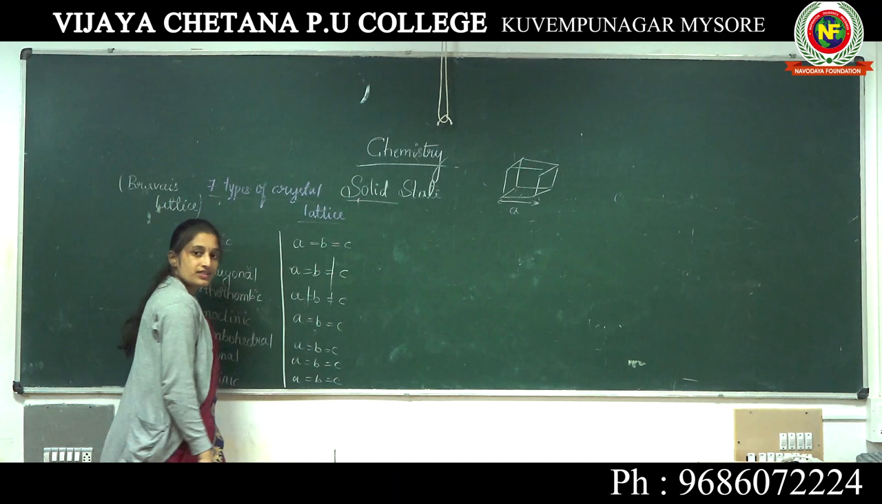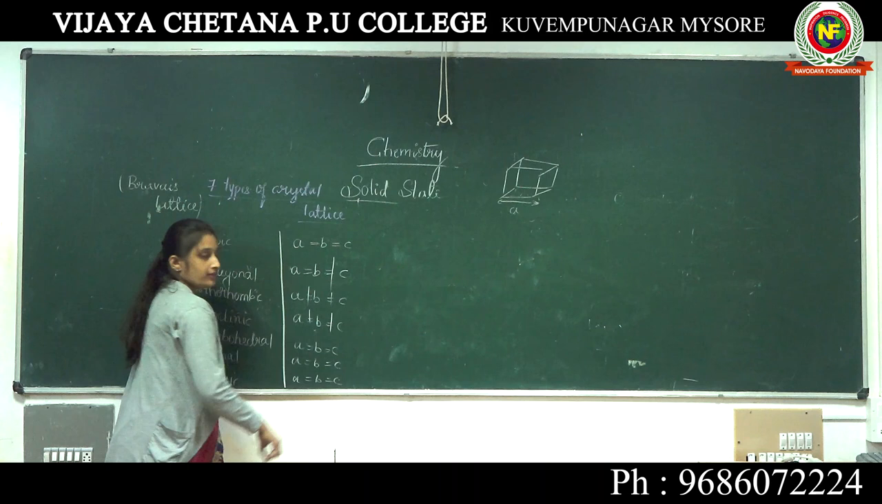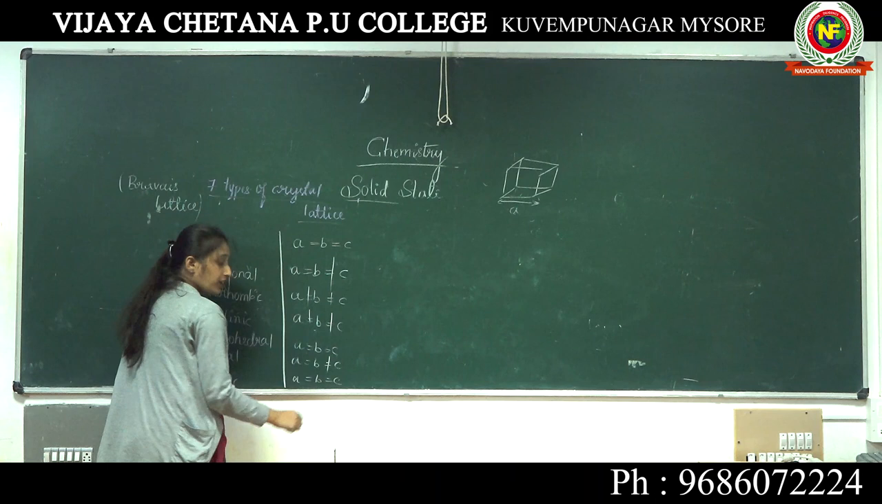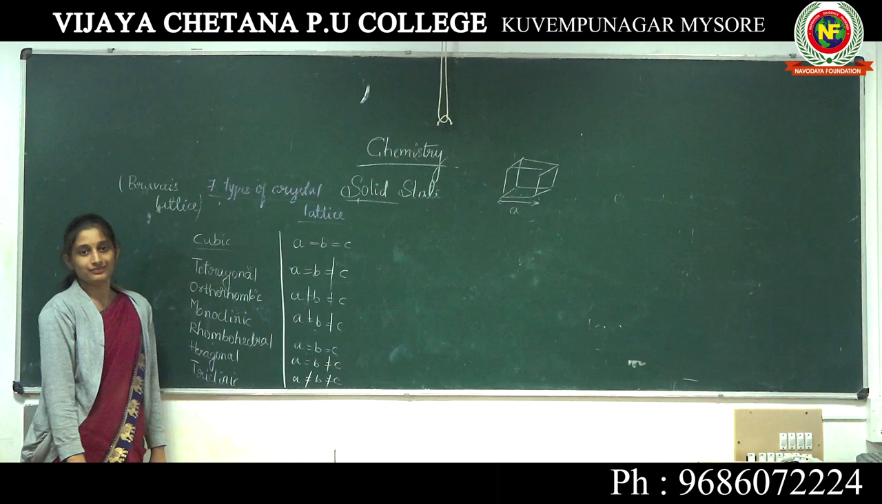Same thing. Monoclinic: A is not equal to B, B is not equal to C. Once again, we are going to follow the same trend. A is equal to B, B is equal to C. Same thing. Next one, A is equal to B, but B is not equal to C. Next, the last one, all are not equal: A is not equal to B, B is not equal to C.